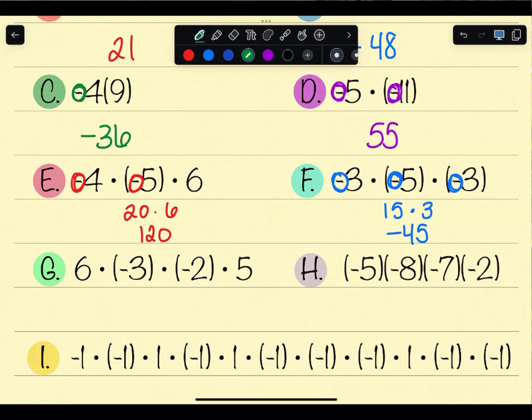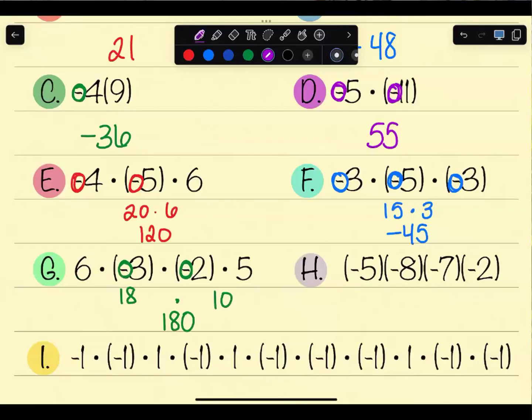In our next one, 6 times 3 times 2 times 5. I think what I'm going to do here is use the associative property and do this part first and get 2 times 5 is 10. And then 6 times 3 is 18. I think that's going to be easier than doing 6 times 3 times 2 times 5 in that order. I'm going to flip it around a little bit, and we're going to call this 180. And then I've got 1, 2 negatives, so it'll be positive 180.